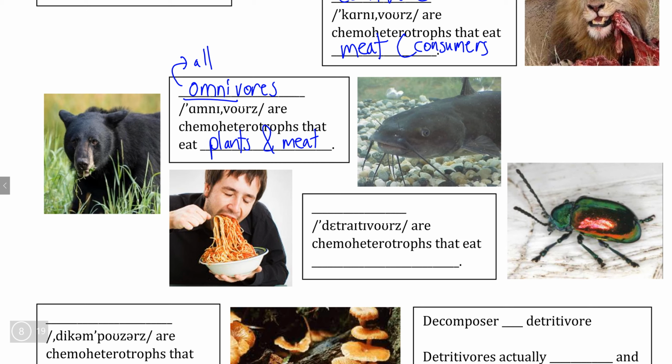Another obvious example of an omnivore are bears. Bears we frequently think of as meat eaters, but bears will be happy eating berries or other plant-based matter if it's difficult for them to find meat.